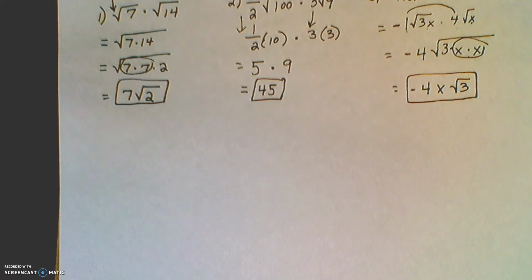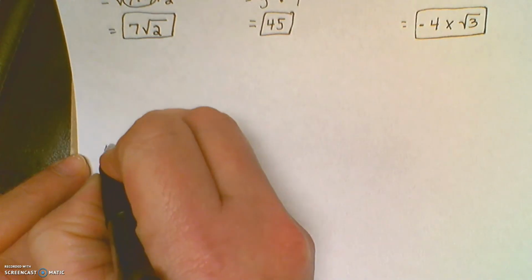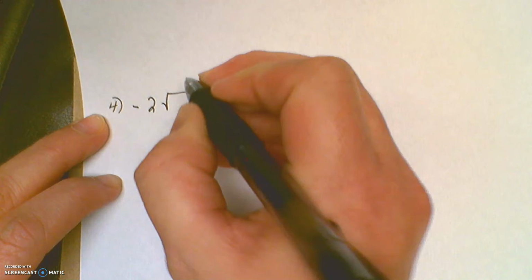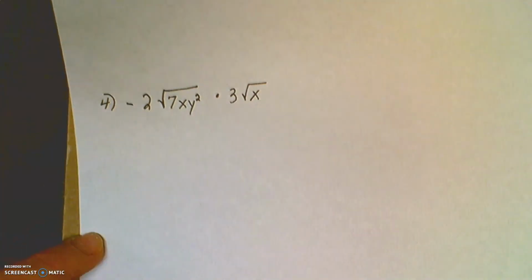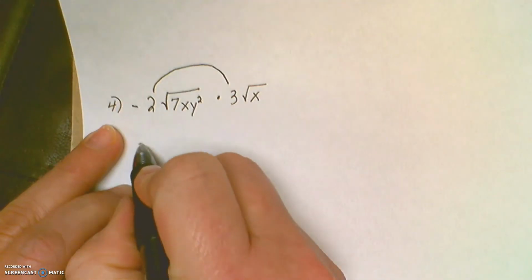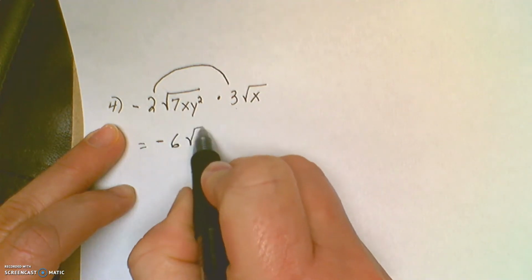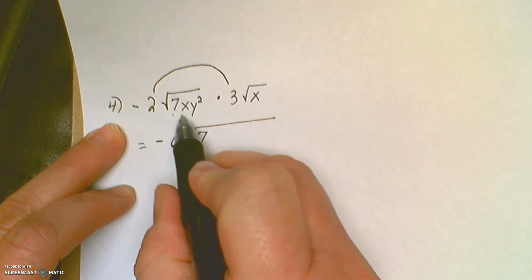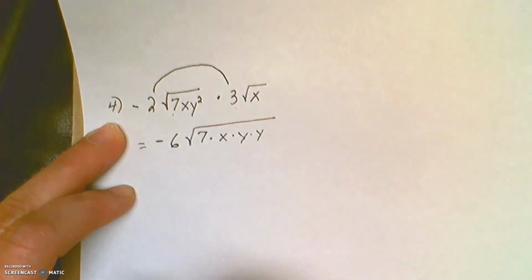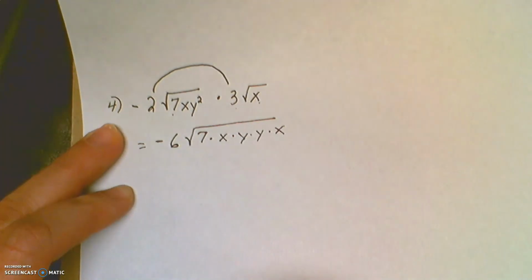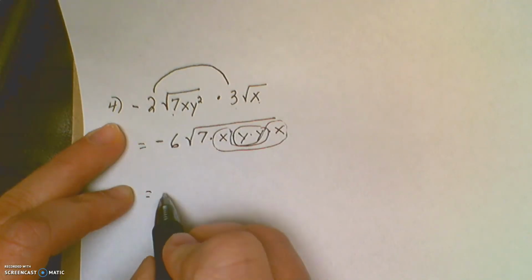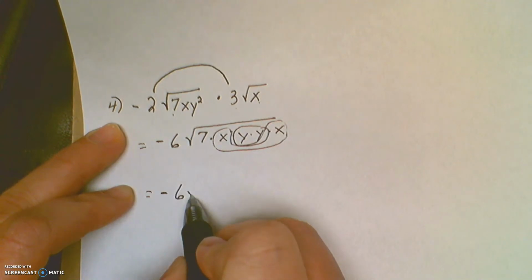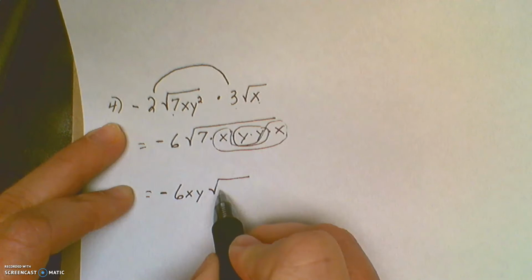Number 4. Negative 2 square roots 7xy squared times 3 square roots of x. I'll bring the coefficients together by multiplying. Negative 2 times 3 is negative 6. I'm going to bring the two radicands together. 7 times x, y squared, y times y, times this x. Form your pairs. You have a pair of x's that can come out and a pair of y's that get to come out. So negative 6, write your variables in alphabetic order, x, y, and we're left with the square root of 7.